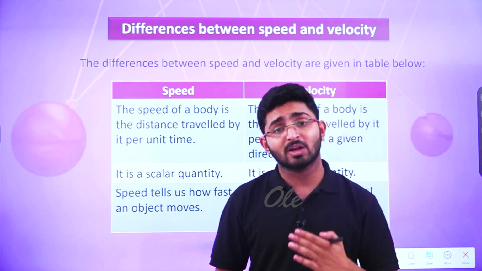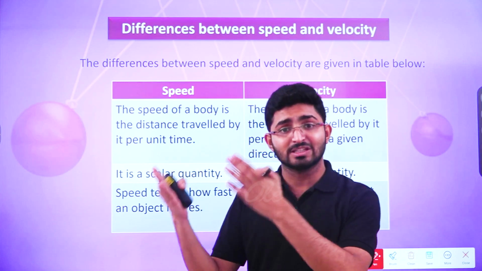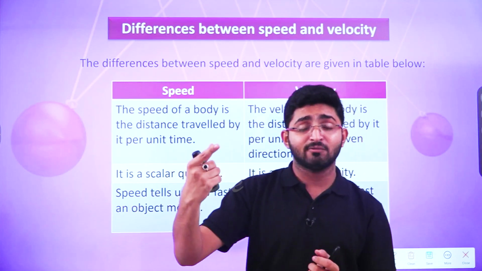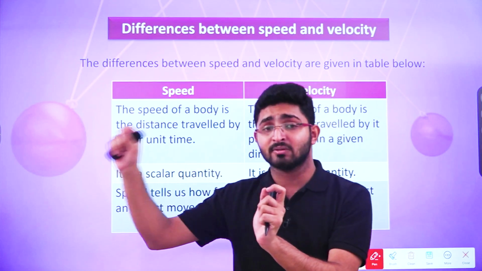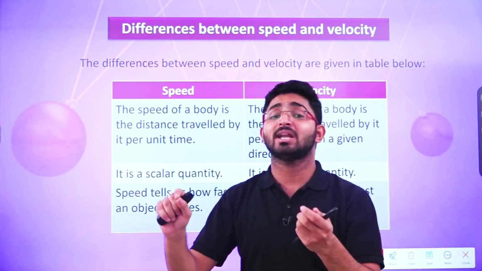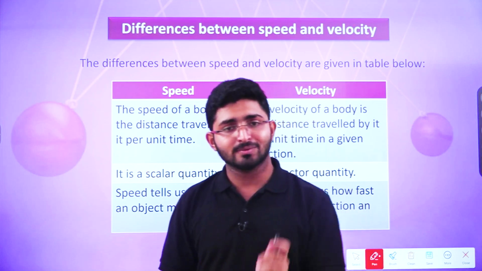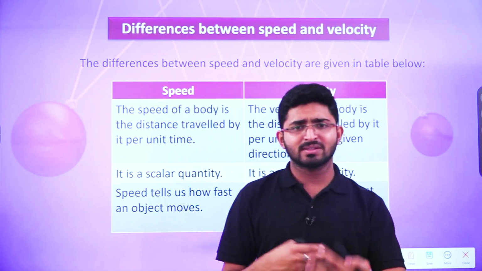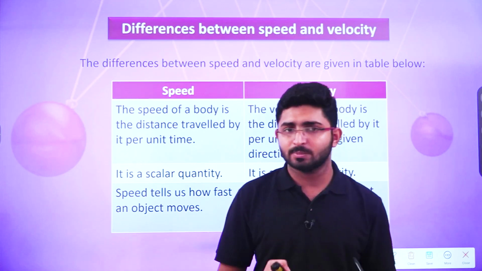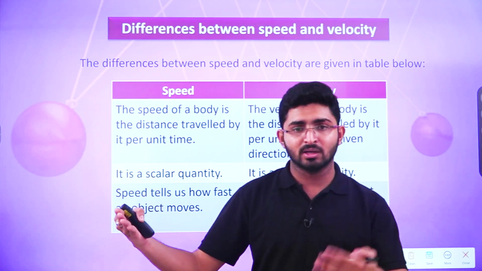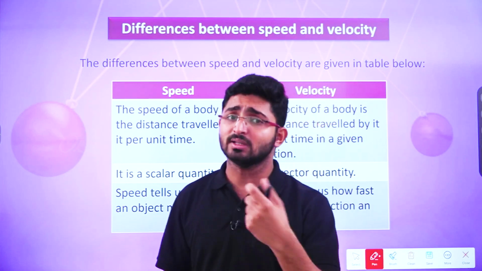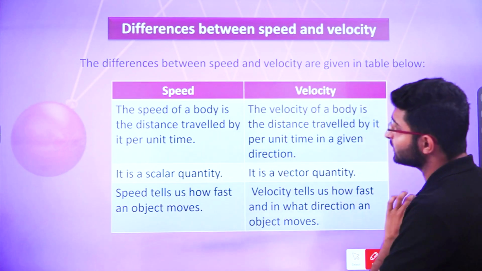So that's why the formula becomes velocity is equal to displacement upon time taken. Why am I taking displacement? Because I have taken the definition as distance traveled in a given direction, and distance traveled in a given direction is displacement. So the formula becomes velocity is equal to displacement upon time taken. The SI unit will be the same as that of speed, that is meter per second, and for bigger vehicles, it is kilometer per hour. It is a vector quantity because we are using the direction. So that is the difference between speed and velocity.